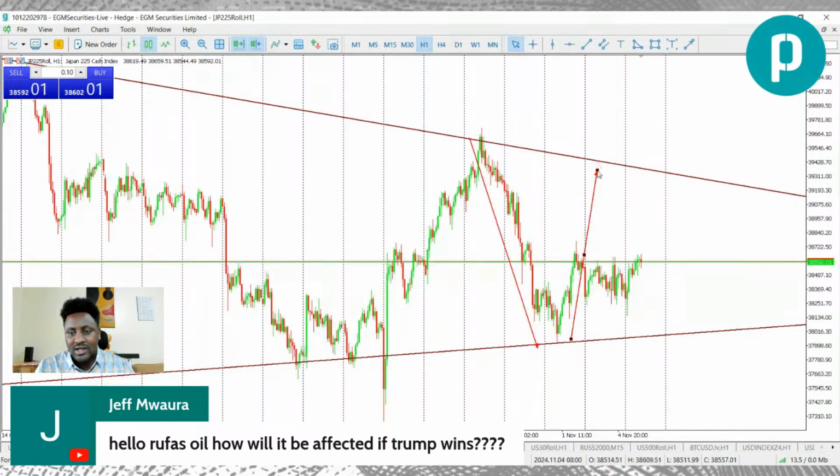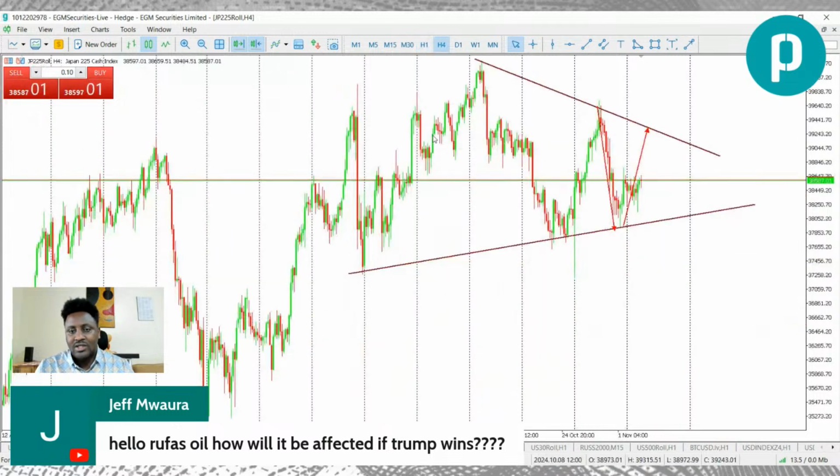So what is changing is the angle of this line, meaning that it's taking longer to push higher, but the overall idea is still the same. The market remains within this triangle and pushes towards this area here.